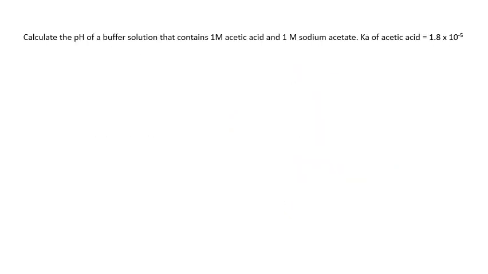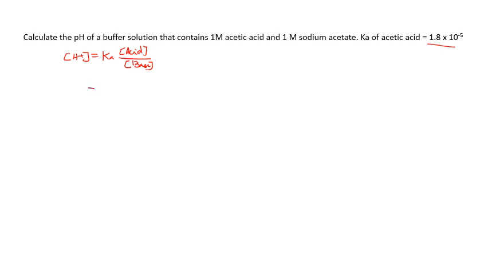Okay, here is another question for the calculation of pH of a buffer that contains 1 molar acetic acid and 1 molar sodium acetate. So acetic acid is a weak acid and sodium acetate is the conjugate base, or the salt of a conjugate base of acetic acid. So Ka of the acetic acid is also given. So we know the formula: concentration of hydrogen ion equals Ka times concentration of the acid divided by concentration of the conjugate base. So let us substitute and find out the value of pH.